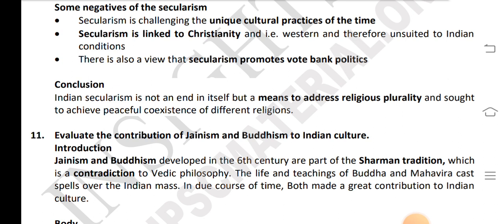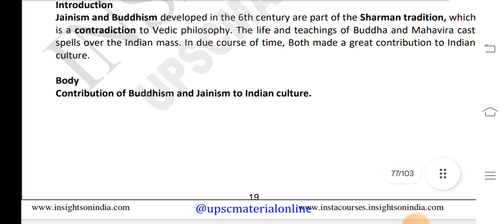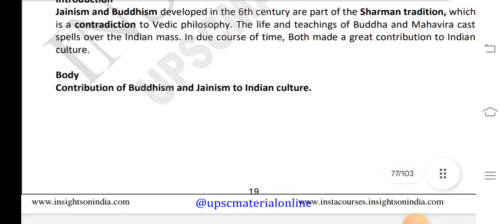There is also a view that secularism promotes vote bank politics. Conclusion: Indian secularism is not an end in itself, but a means to address religious plurality and to achieve the peaceful coexistence of different religions.